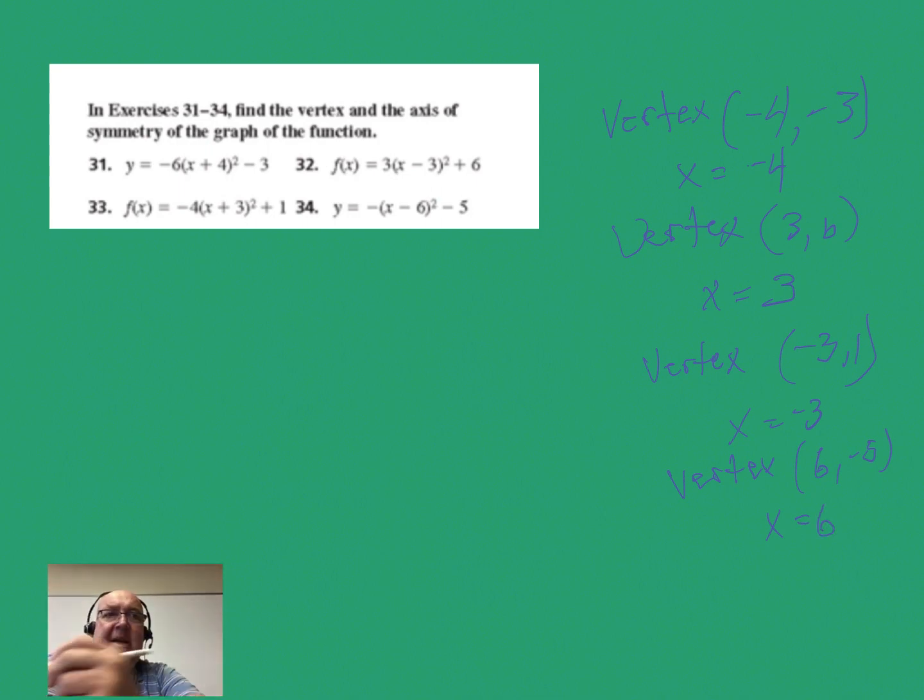I'm not sure what type of assessment I'll do on this, whether it's just going to be to find vertex and axis of symmetry using different representations of equations. We'll see when we get to that point.